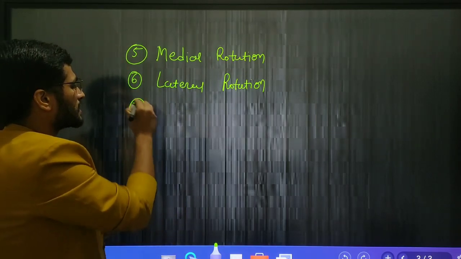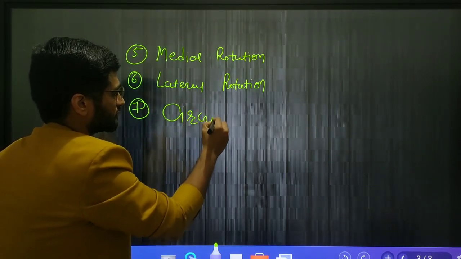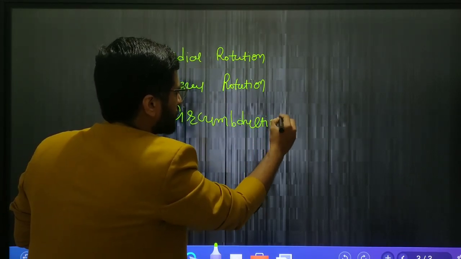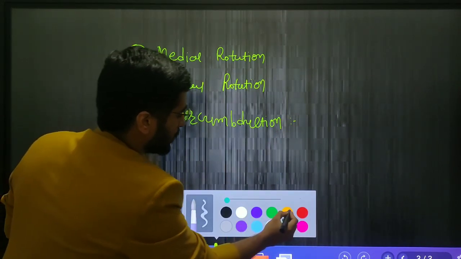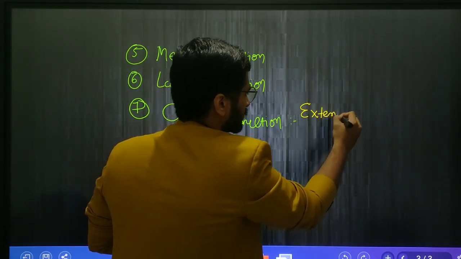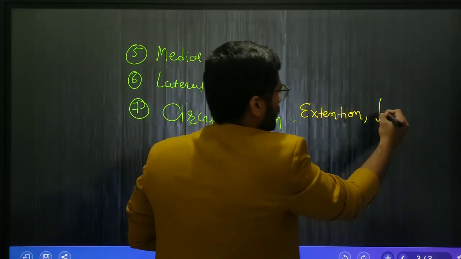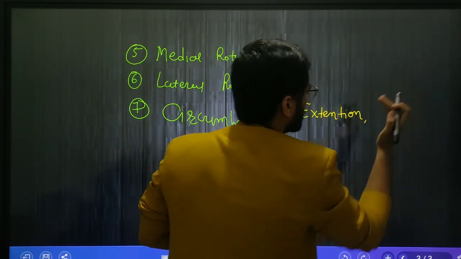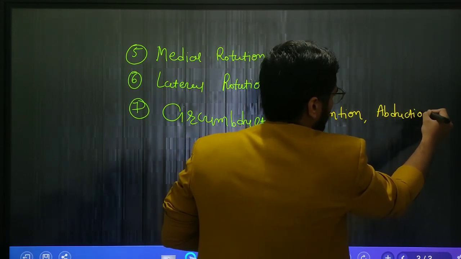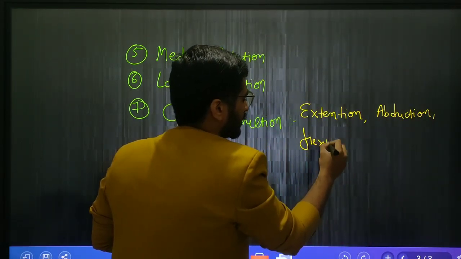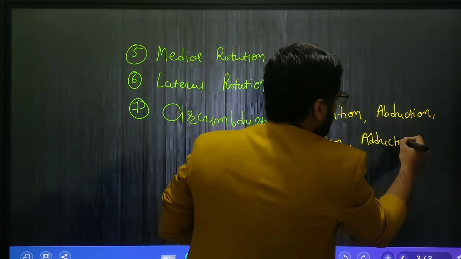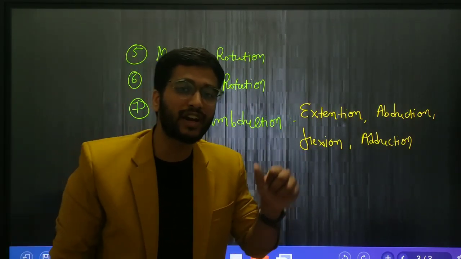The seventh one is circumduction. So circumduction is basically a combined movement of extension, abduction, flexion, and last but not the least, adduction. Basically, circumduction is the movement found in the thumb.